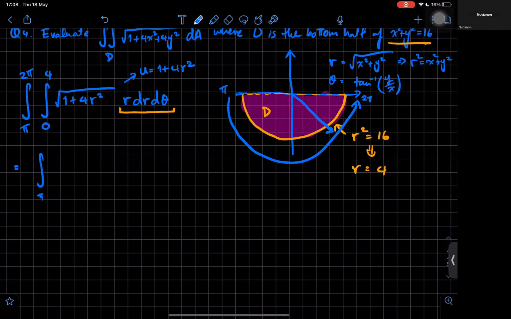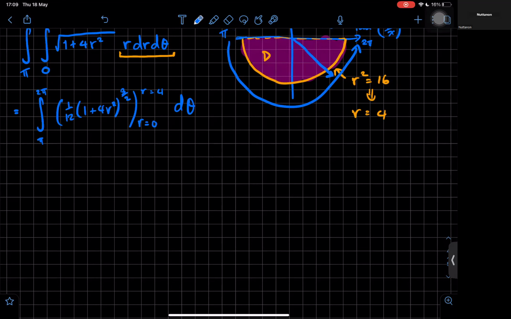It will be pi over 12 times (1 plus 4r squared) to the 3/2, from r equal to 0 to r equal to 4, d theta. And if you do the calculation right, you will get pi (65 to the 3/2 minus 1) over 6, something like this. Try to practice doing the integration yourself.